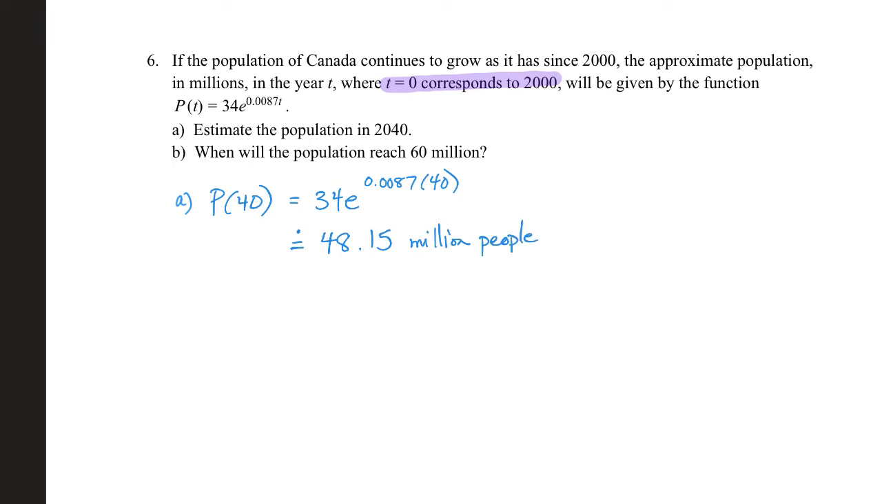And there we go. Now, we don't need to put people on the end. It would be sufficient to say, my units would be millions, 48.15 million. And there we go. Okay, let's make sure that we're good on our keying sequence to get there.